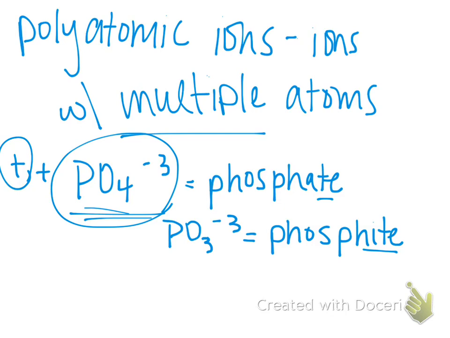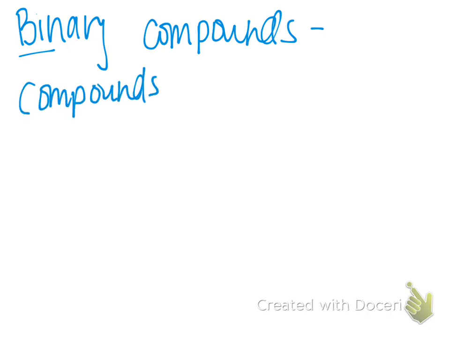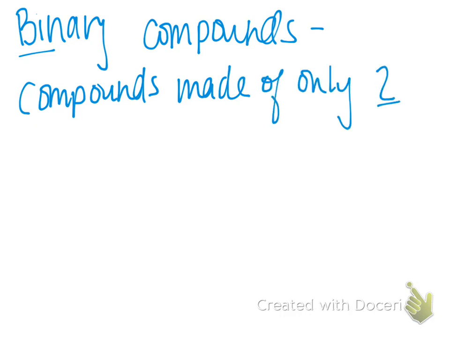Okay? So now let's look at what happens when we put together multiple ions into a neutral compound, because that's our overall goal. Okay, we're going to talk about something called binary compounds. What do you think binary means? 2. Good. So these are compounds made of only 2 elements.